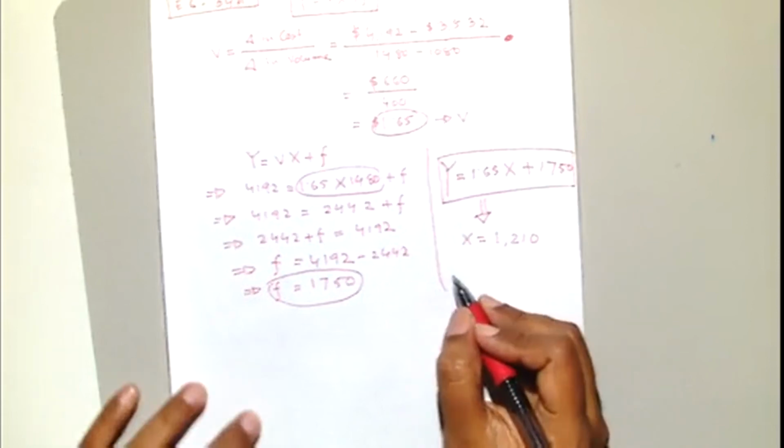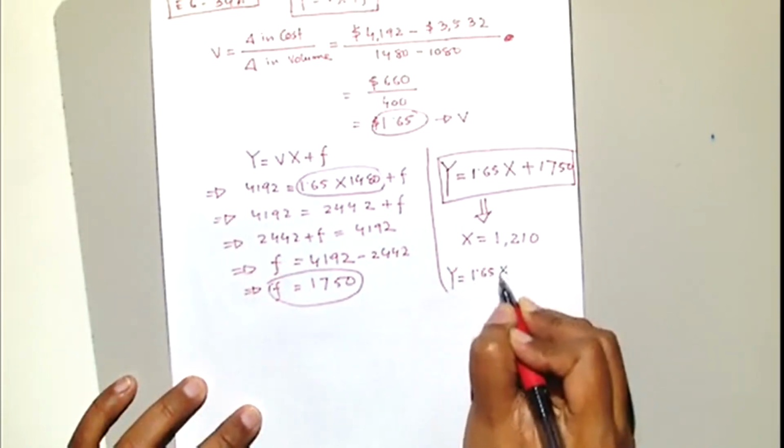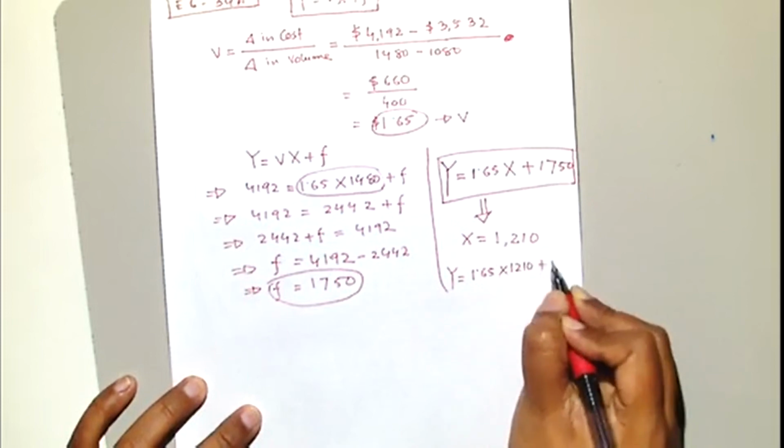What will be your Y? 1.65 times 1210 plus 1750.